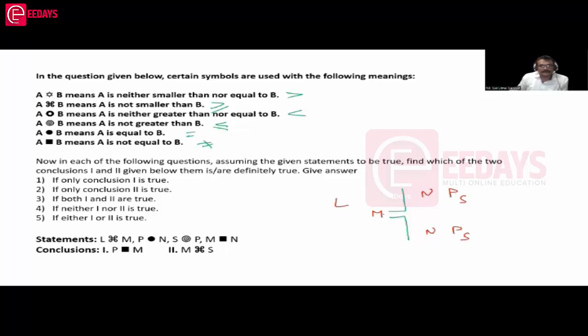Here, m is not equal to n. Next, n is equal to p, which means whatever value n has, p has the same value. So now, m is not equal to n means p is not equal to m, or not? Yes, p is not equal to m. That is valid. Next, m is greater than or equal to s.